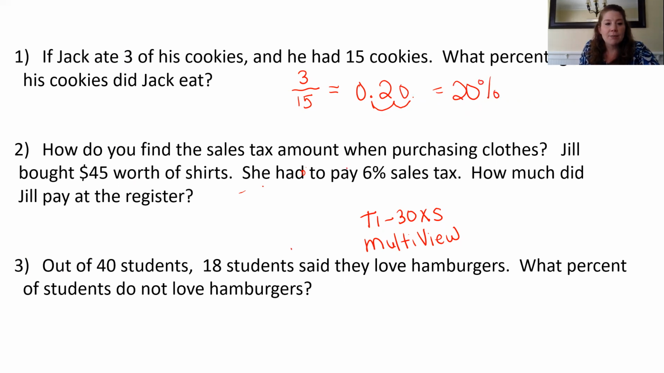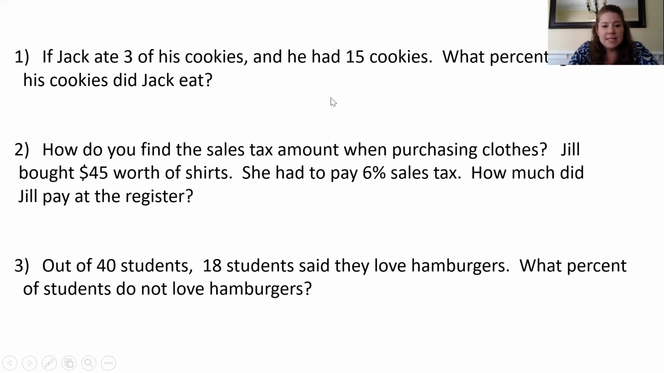All right, number 2, how do you find the sales tax amount when purchasing clothes? Jill bought $45 worth of shirts. She had to pay 6% sales tax. How much did Jill pay at the register? Well, we're going to find 6% of 45. So we're going to take our percent and turn it to a decimal by multiplying by 100. In other words, we're moving that decimal to the left 2 places, 1, 2. So we're going to multiply 45 by 0.06.